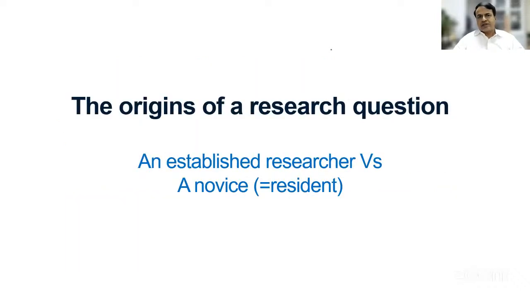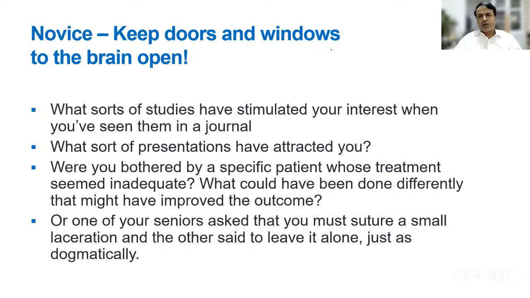For a consummate researcher, the origin of a research question is natural. If we have already a focus on a particular area of interest, for me, if it is retinoblastoma, then I have plenty of research questions. But for a novice, a resident, this is a very difficult process. What he or she can do is they could go through some of the recent literature and find out what sort of studies have stimulated their interest when they have read them in a journal, or if they have attended a conference, what sort of presentations have attracted them.